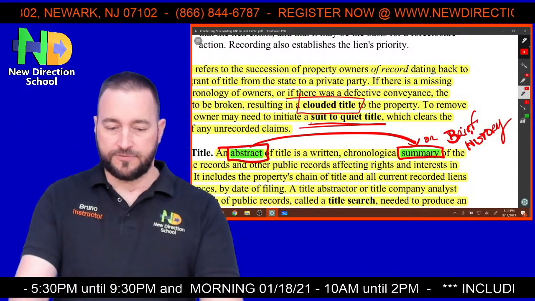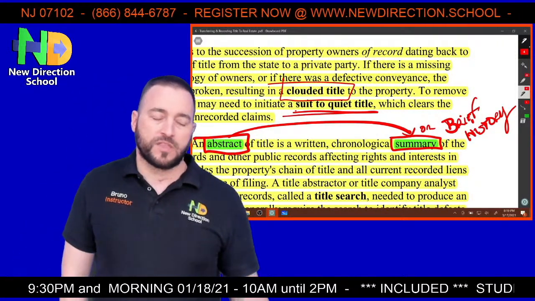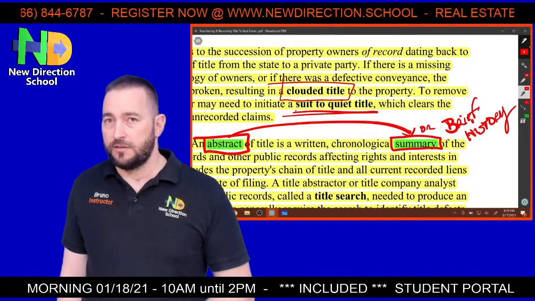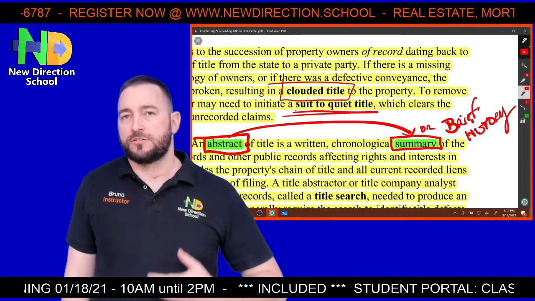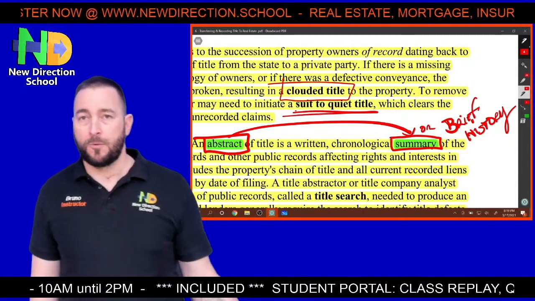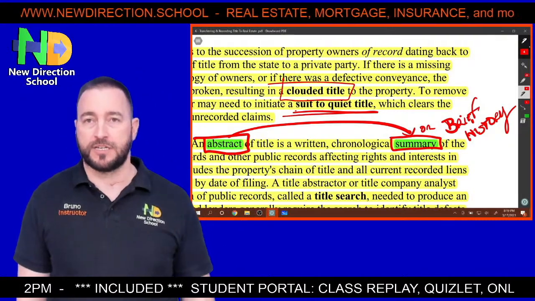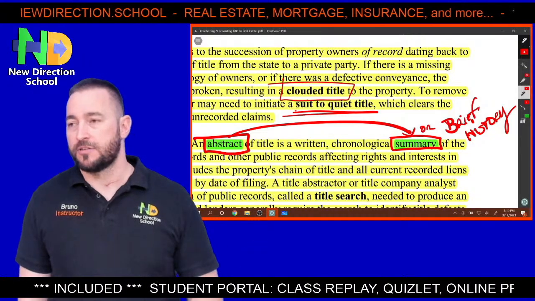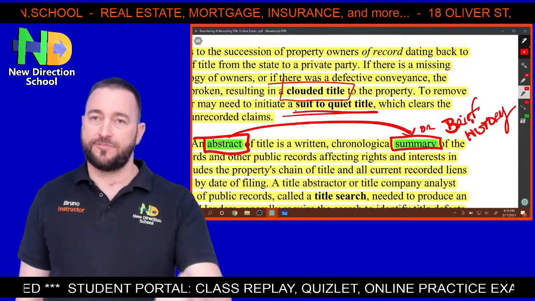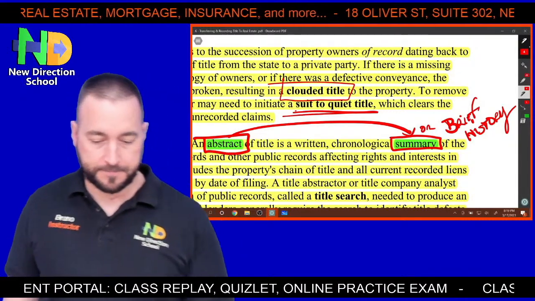So the reason why I want you to focus on this is because sometimes the question will be, which document or how can we get a brief history of all public records that affect the property? Well, we get an abstract of title. Which one of these is a summary of all the records in public records against the property? Again, abstract of title. So get used to this. Abstract, look for the word summary or brief history. You see brief history, look for a summary or abstract. Remember that for the exam.